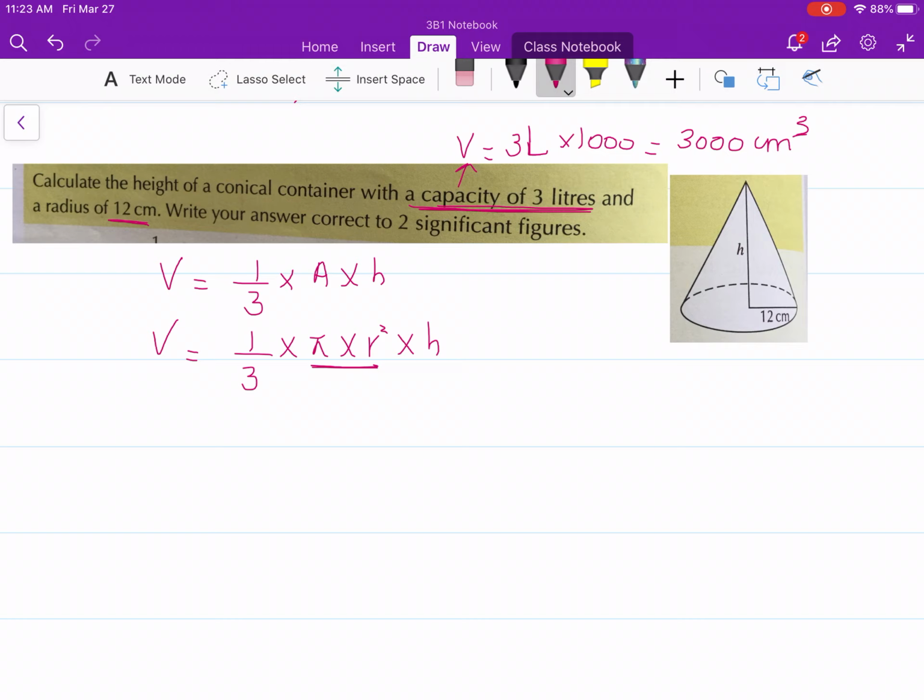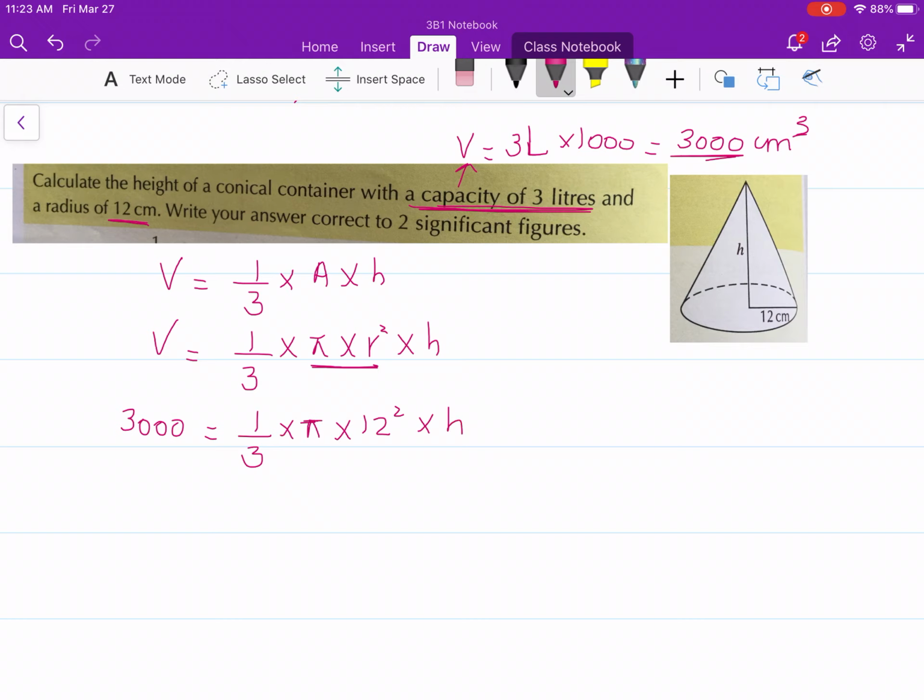Now I'm going to go ahead and substitute in everything that I know. So I know volume is 3,000, so I will replace V with 3,000, which is equal to 1 over 3 multiplied with pi multiplied with r, which in this case is 12, so it'll be 12 squared, multiply that by h. Now there are loads of ways to do these kind of questions.